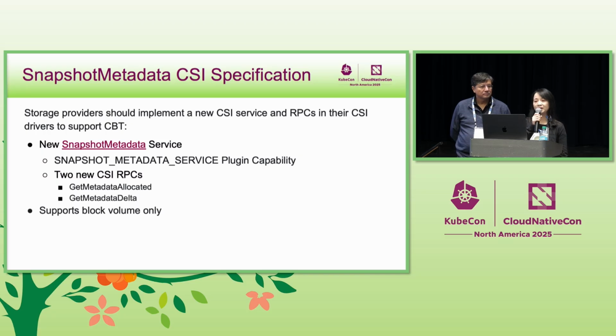To support CBT, we added a snapshot metadata service in the CSI spec and added 2 new CSI RPCs. We have get metadata allocated that retrieves metadata for allocated blocks for a single snapshot. We have get metadata delta that retrieves metadata of change blocks between 2 snapshots of the same volume. And this support is for block volume only.